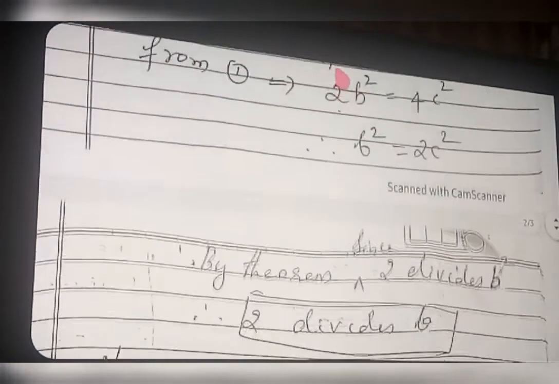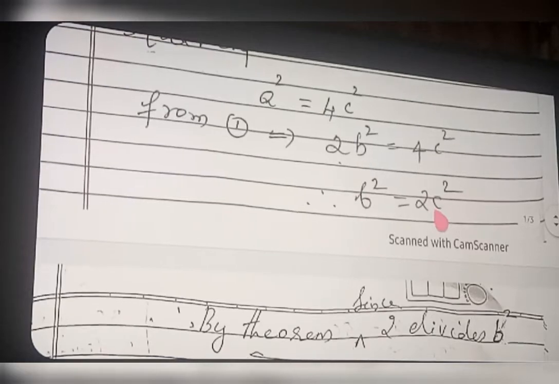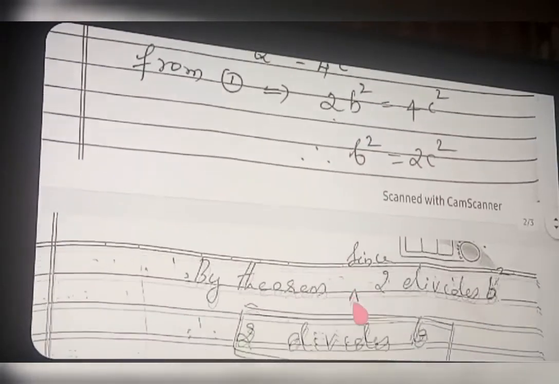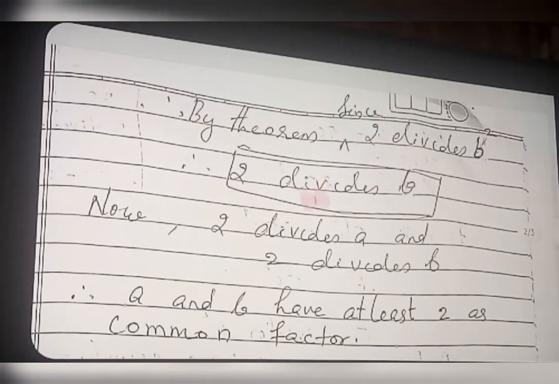So here what will be written? b square is equal to 2c square. The meaning is that 2 divides b square. Therefore, by the theorem you have already studied, since 2 divides b square, 2 divides b. Already we proved above that 2 divides a and 2 divides b.